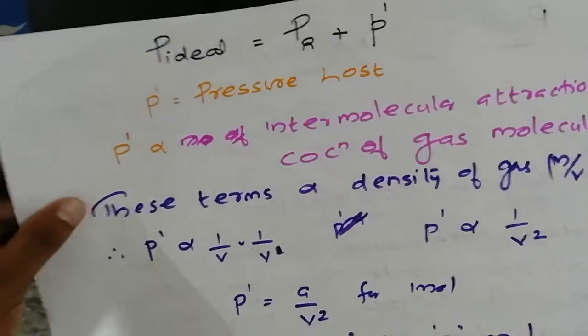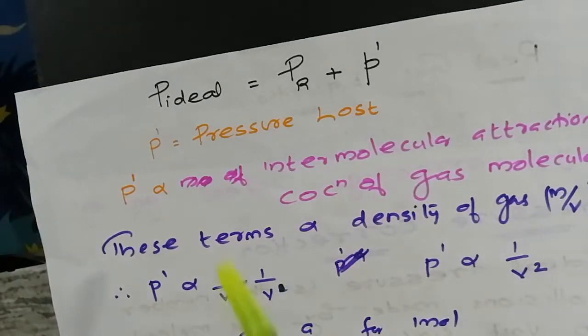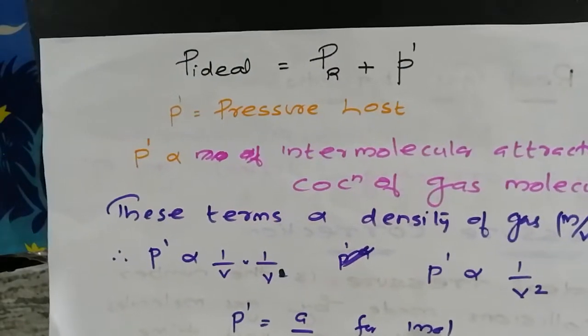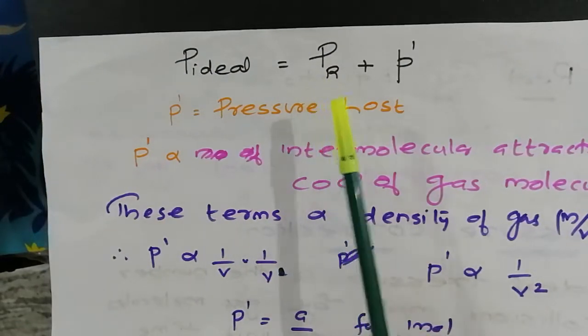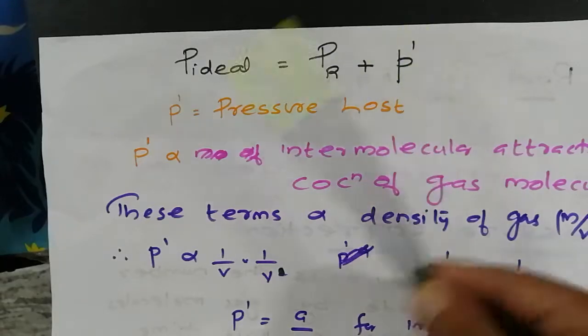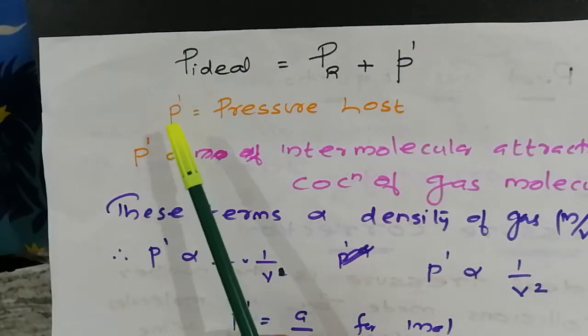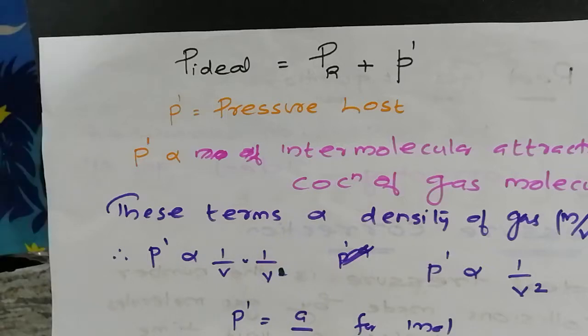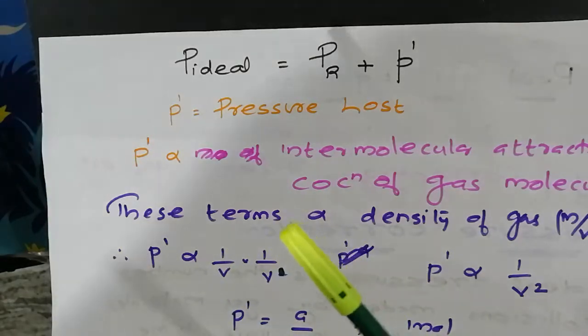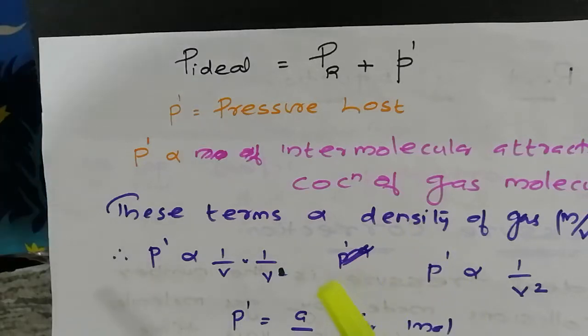Look here. Therefore, we made this type of arrangement: P ideal is equal to P real plus P dash. What is P dash? P dash is the pressure lost. This pressure is lost due to the intermolecular force of attraction, which attracts the molecules when they go to collide on the walls of the container.